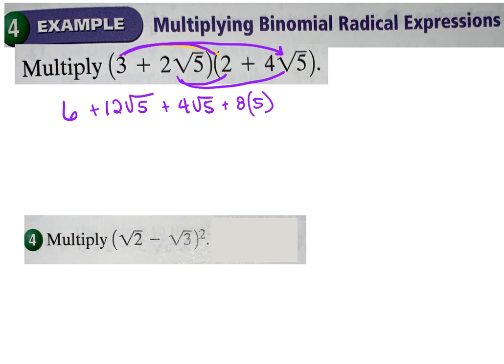Then I'm going to combine like terms. Well, now my like terms consist of a 6 and this 40. And these are also alike, 12 square root of 5 and 4 square root of 5.